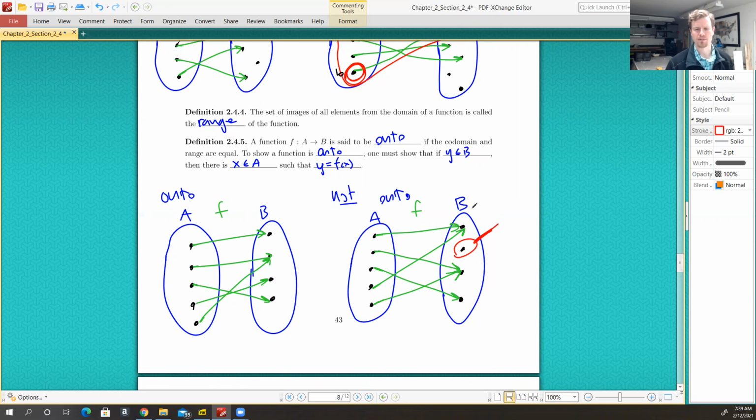If the codomain and the range are equal to one another, if they're the same thing, then it's called onto. This is not onto. In the earlier example, A maps onto B. It covers all of B. In this case, A does not cover all of B. It is not onto B because it doesn't cover up this guy. It's not onto this element from the codomain.